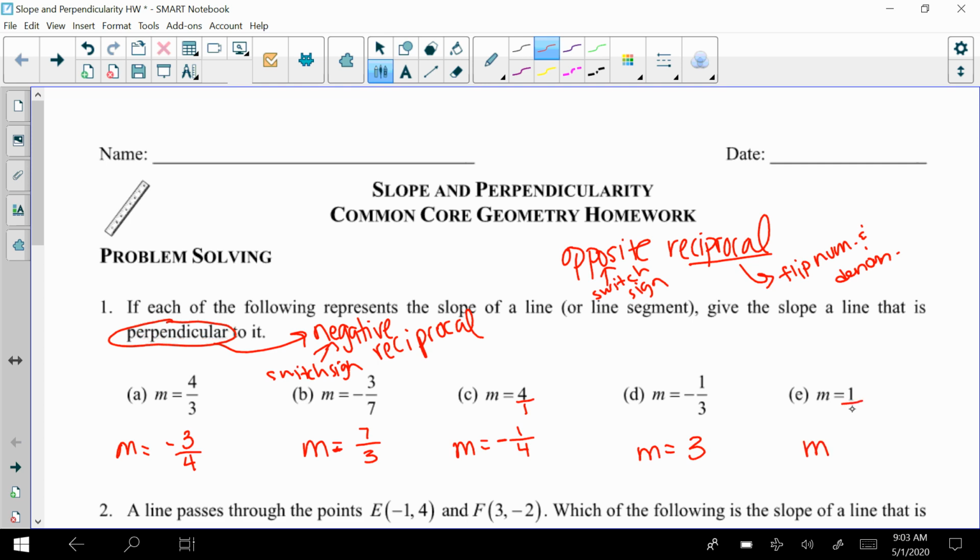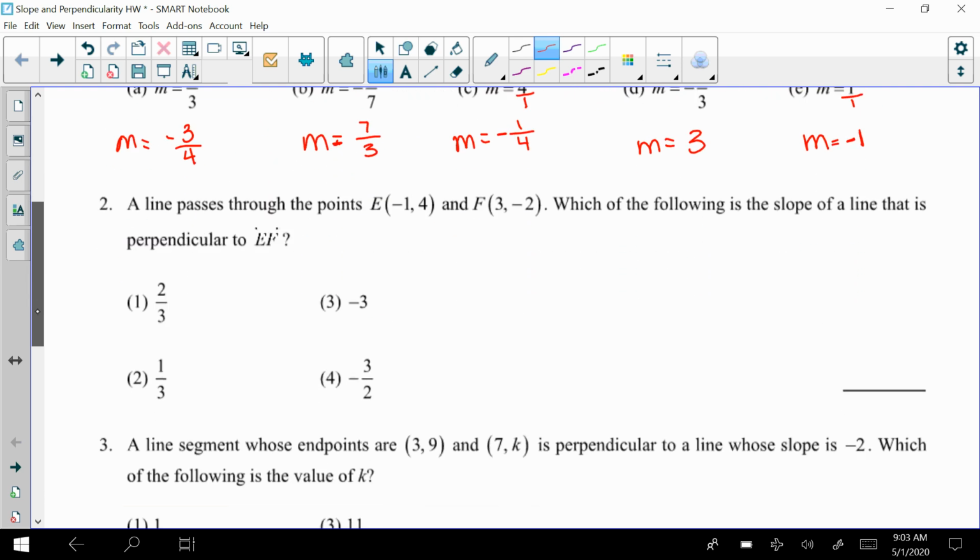And same thing here. What is 1 actually? 1 is actually 1/1. So when you do the reciprocal of that, that's the same, right? The reciprocal is 1/1, and we just need to make that negative. So the answer here should be -1. So those ones were pretty easy.